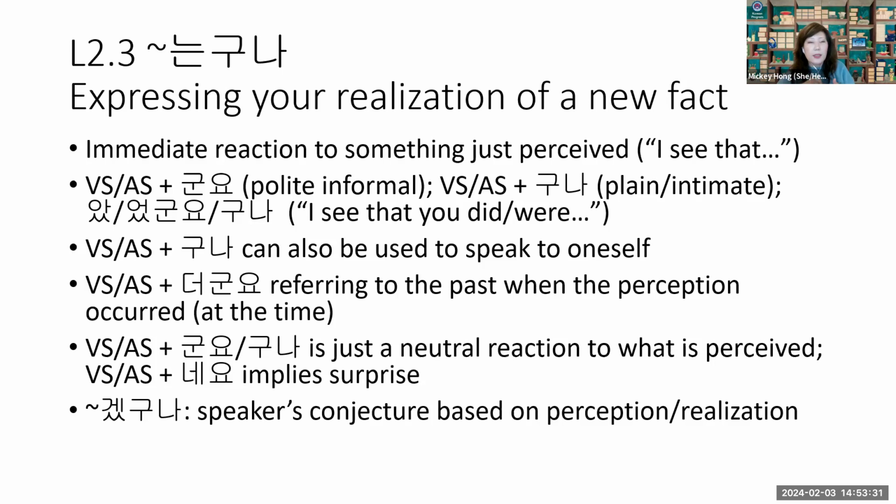군요 is to say I see how it is. 구나 can also be used to speak to oneself. 더군요. That's how it was. Okay. 군요, 구나, just neutral reaction to what you are seeing right now. 네요 implies surprise. 는구나 is very neutral. Like, this is what I see. It's very matter of fact. 네요 is like, oh, I didn't know that. I didn't expect that. 겠구나 is you predicting that something would happen. 비가 오겠구나. It appears as if it's gonna rain, for example.